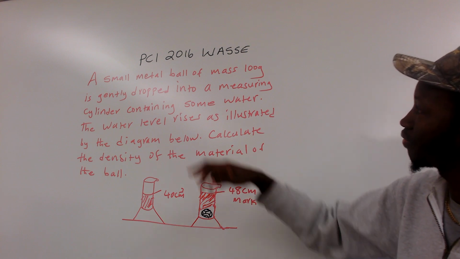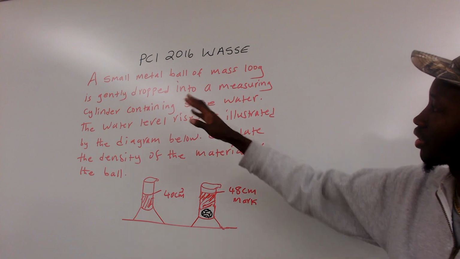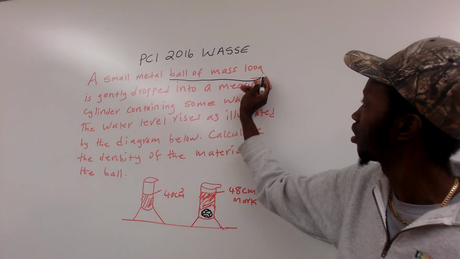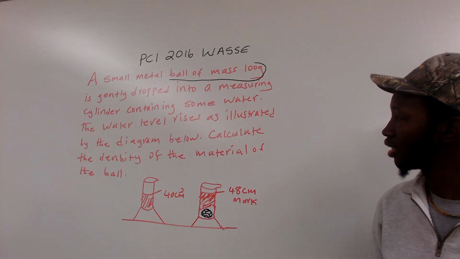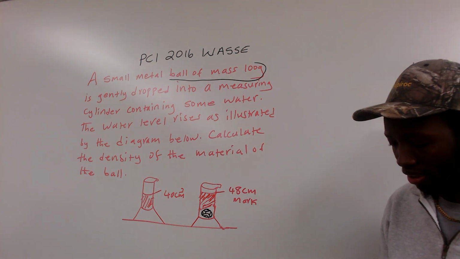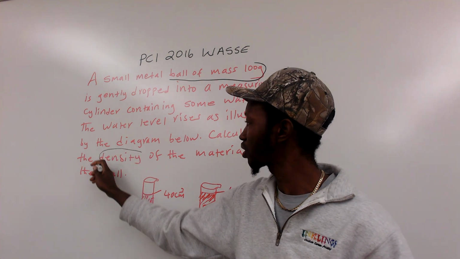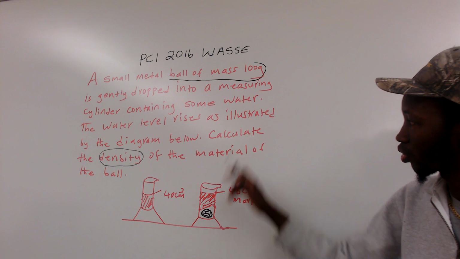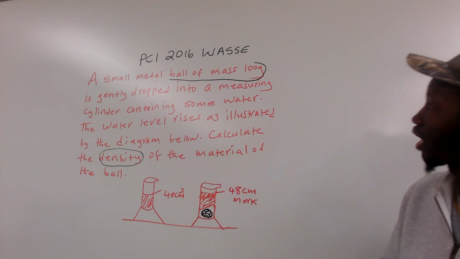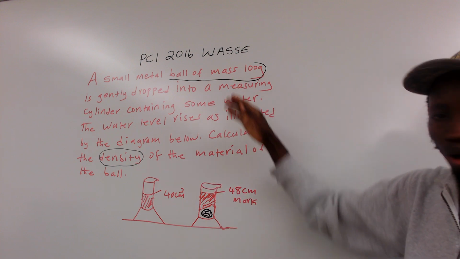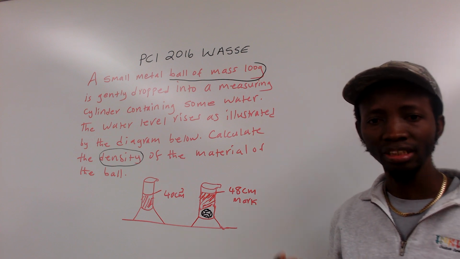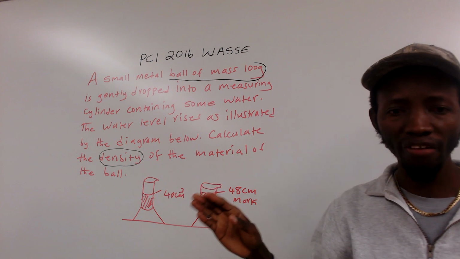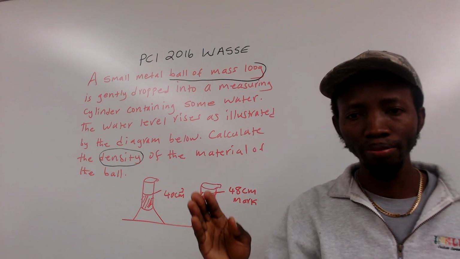We are given the mass of the ball, which is 100 grams. What we are required to calculate is the density of the ball. Since we are given the mass of the ball and required to calculate the density, but we are not given the volume of the ball.